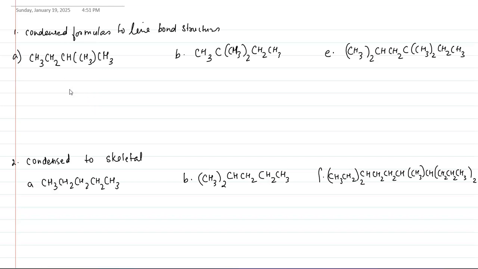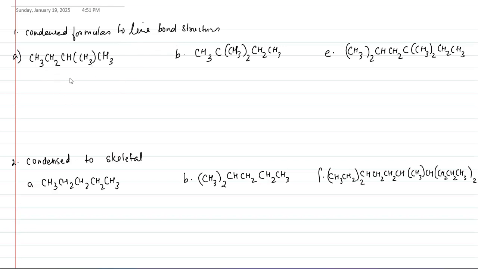I'm going to work out the third worksheet in chapter 1, which is the structure worksheet. There are 3 types of questions, and I'm not going to do all the problems because the key is posted. However, a few problems are solved here. The first question is asking, can you convert the condensed formulas to line bond structures?